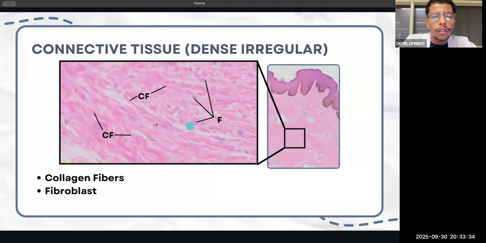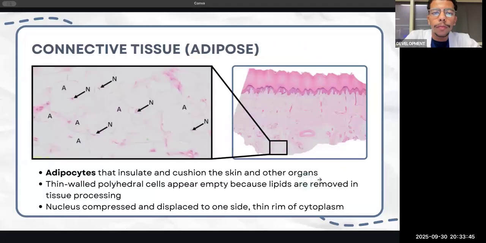Okay, they'll only ask you to identify this. These are the fibroblasts, and this is the collagen fibers. Can you see them? These pink fibers here. That is it for dense irregular.